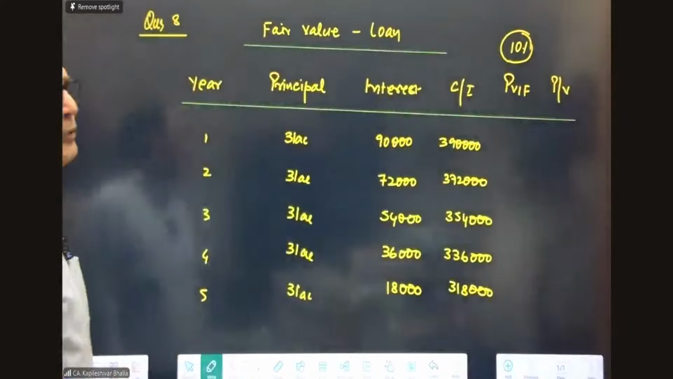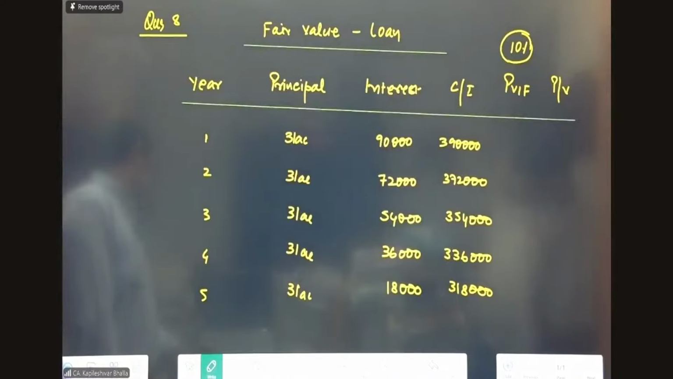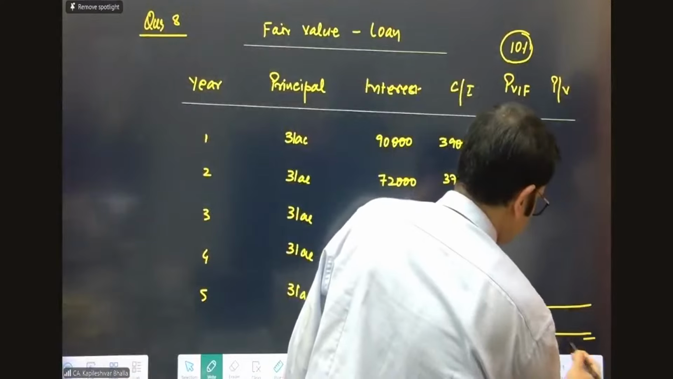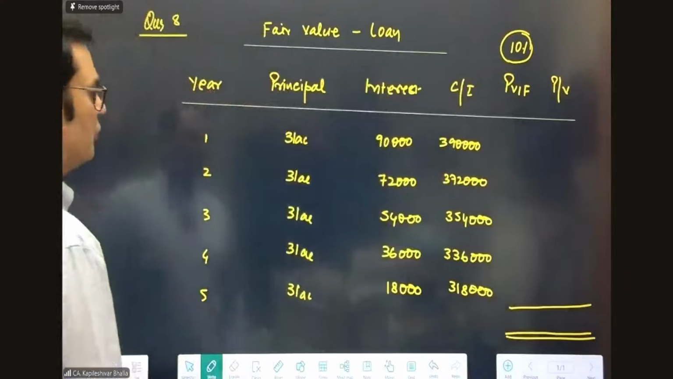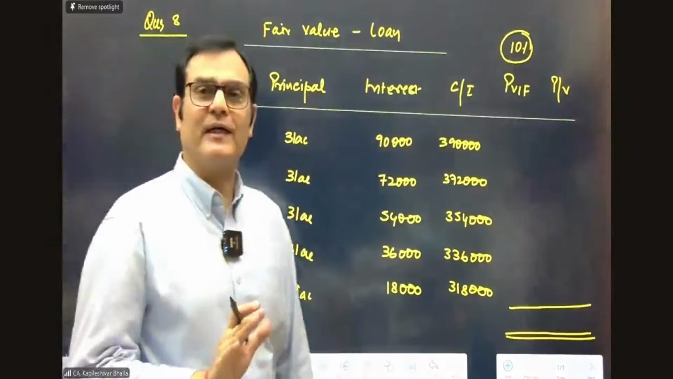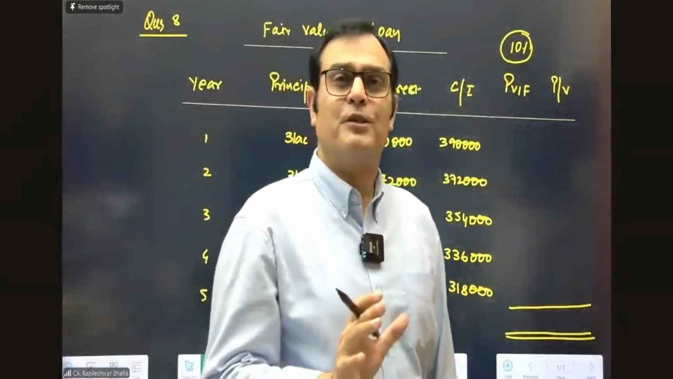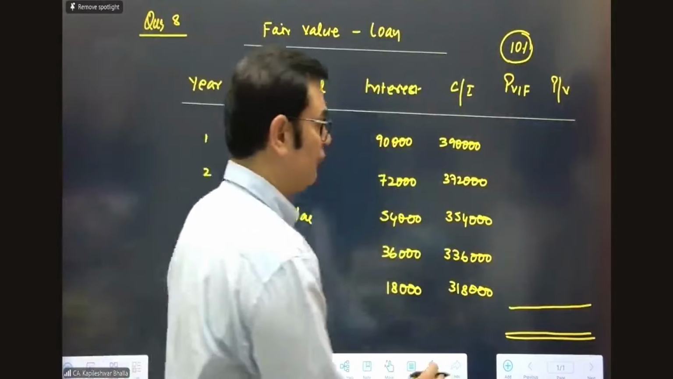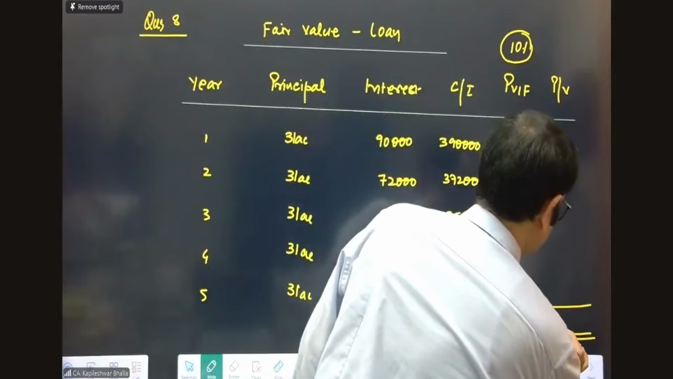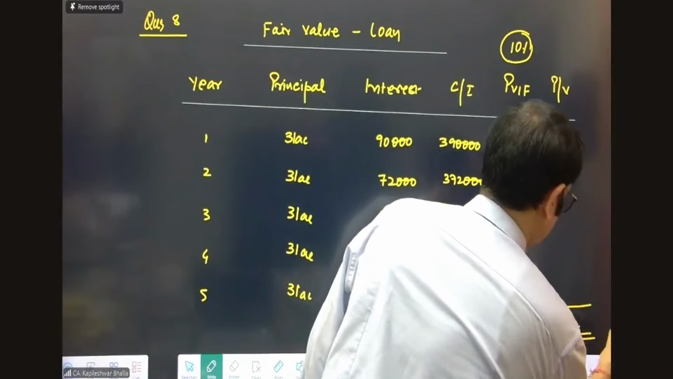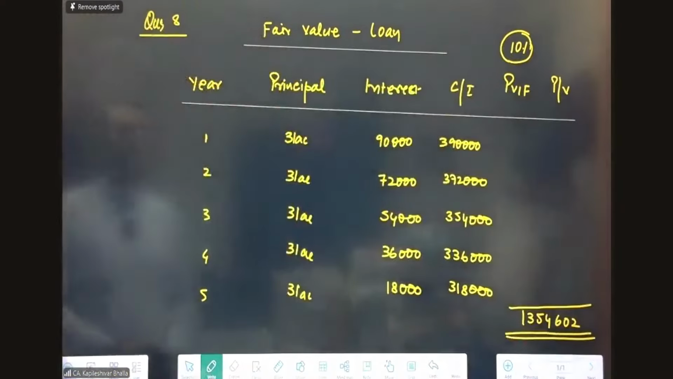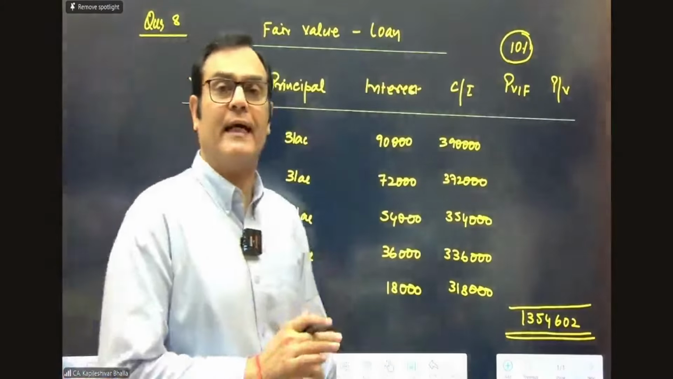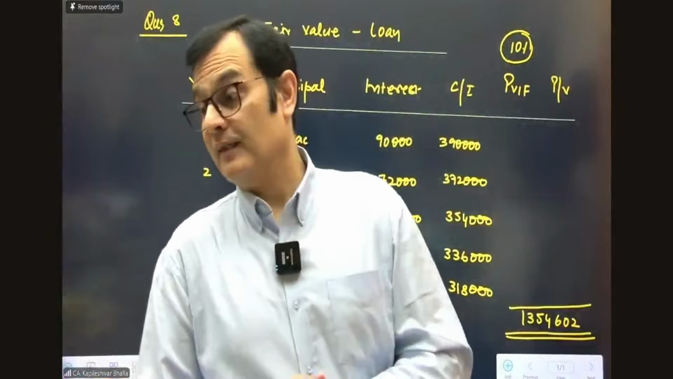I think I'll avoid doing the calculations in this case and directly give you the present value. I hope that works fine. You can keep doing your calculations on the present value factors at 10%. I'll just give you directly the fair value calculations. This is 1354,602. That becomes the present value of all the future cash inflow, and that is what you can call the fair value of the loan.